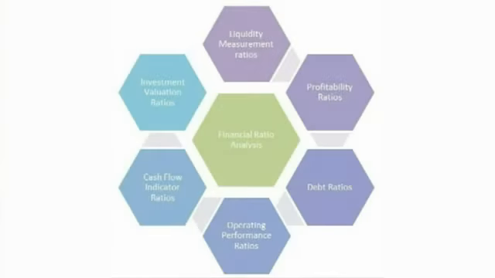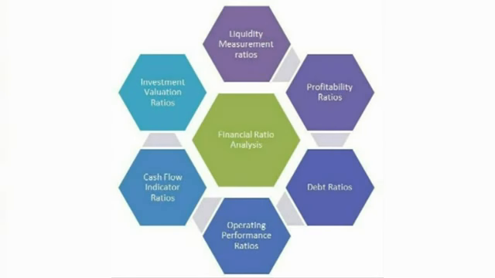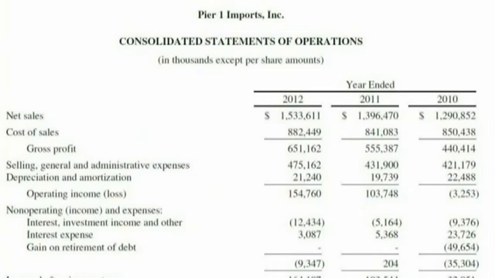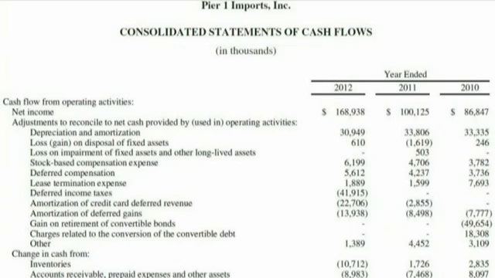As you can tell, there are many different ratios that can be used when performing a ratio analysis, and these ratios fall in separate categories. The categories of these ratios are liquidity measurement ratios, profitability ratios, debt ratios, operating performance ratios, cash flow indicator ratios, and investment valuation ratios. Just about every ratio used will get the components or the numbers needed to derive the ratio from the company's financial statements, such as the income statement, the balance sheet, and the cash flow statement. So let's go ahead and jump right into this.